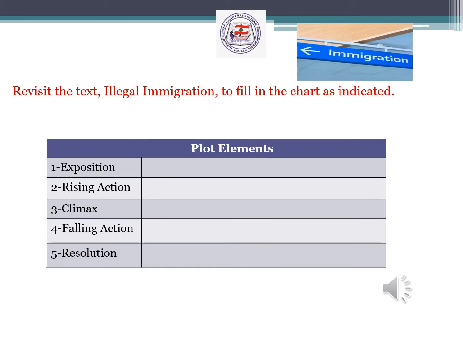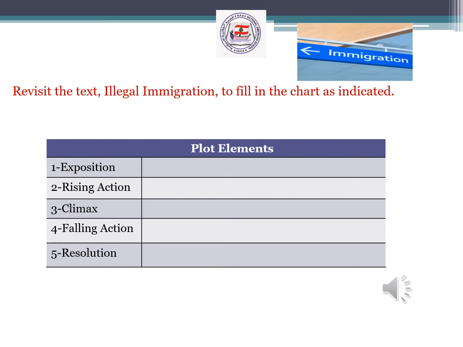Now revisit the text Illegal Immigration on page 243 to fill in the chart as indicated. As explained earlier, plot elements consist of exposition, rising action, climax, falling action, and resolution. As we all know, exposition is the introductory material that presents setting, characters, and other facts necessary to understanding the story. It also sets the tone, whereas the rising action is a series of events that builds from the conflict. It begins with the inciting force and ends with the climax.